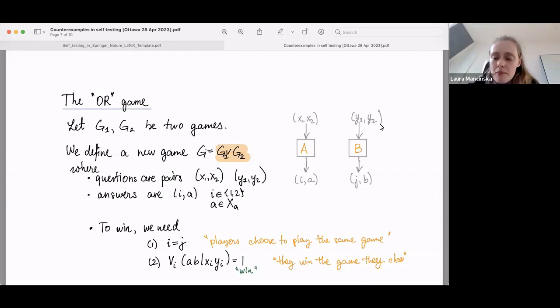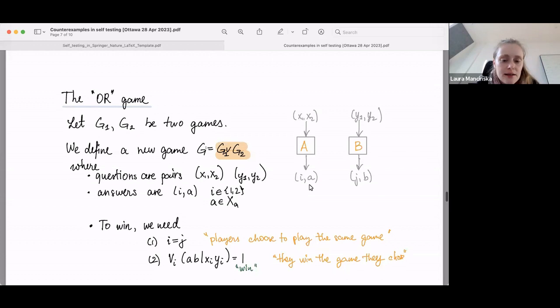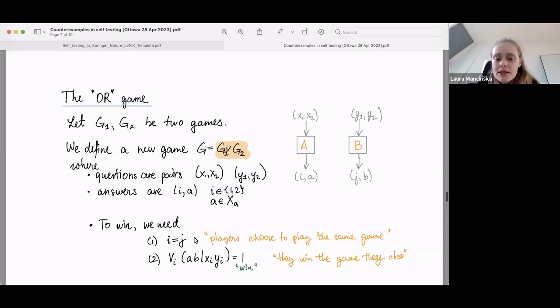And then what Alice and Bob essentially need to do is choose which game they're going to play. So Alice needs to say, I'm going to play game I, where I is 1 or 2, and then give an answer for that game. And Bob does the same. Now, in order to win, we want that I is equal to J, so Alice and Bob chose to play the same game. And then once they are playing the same game, you can require that they win that game: these answers A and B win the game that Alice and Bob chose to play.